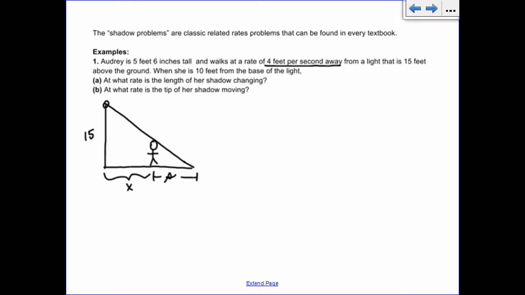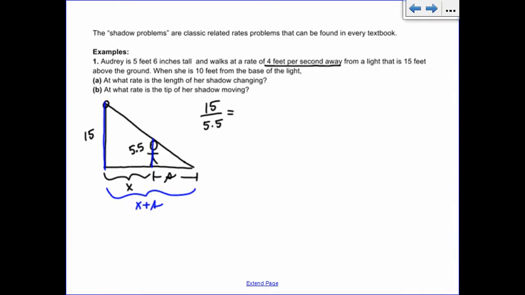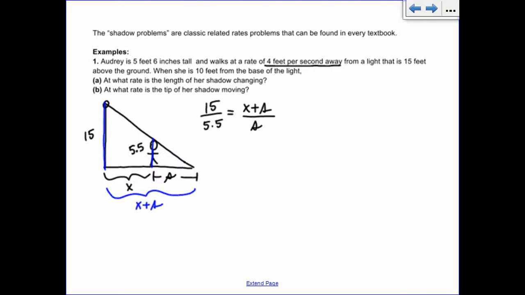All right, so we want to figure out how to write a proportion using this. We do have similar triangles. Do you guys see we have the height to height? What was her height? 5'6", so I'm going to write 5.5 feet. So we definitely have 15 over 5.5. But then this total length, we have to write as X plus S. So we have X plus S over S. Do you guys see that in the similar triangles? Height over height equals base over base.